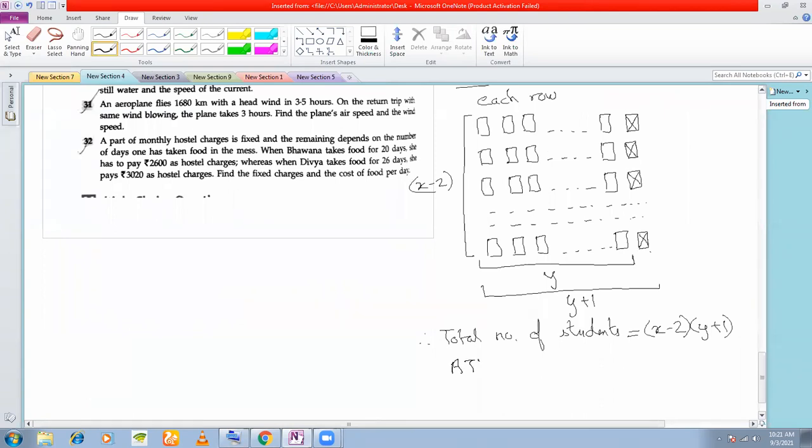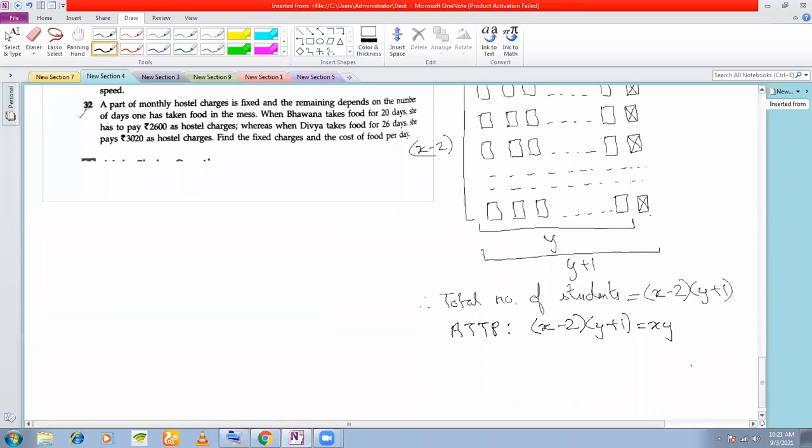So according to the problem, since the total number of students remains the same, (x minus 2) into (y plus 1) must be equal to xy. You agree? Yes, all of you agree or not? Yes, sir. Okay, so now we'll simplify this to get our equation.